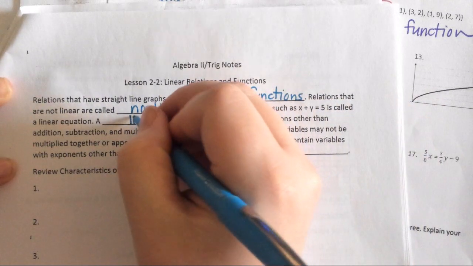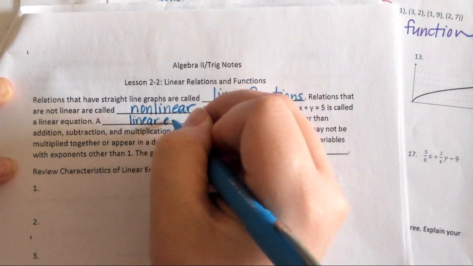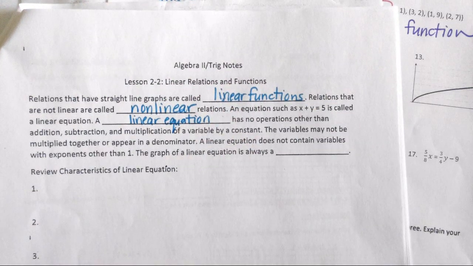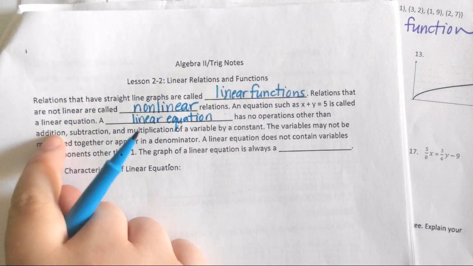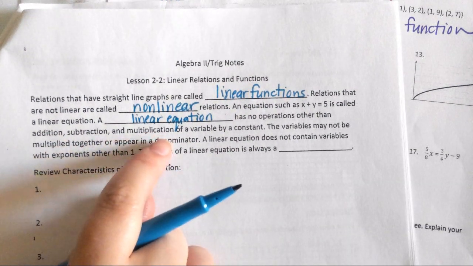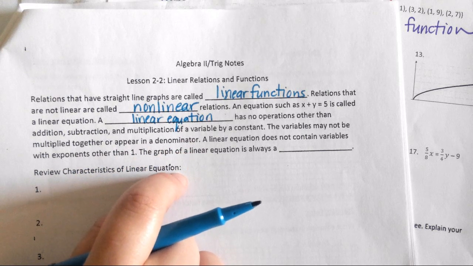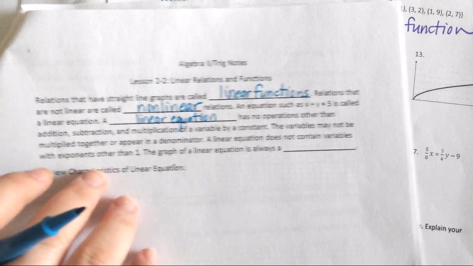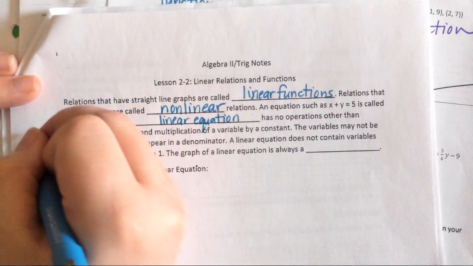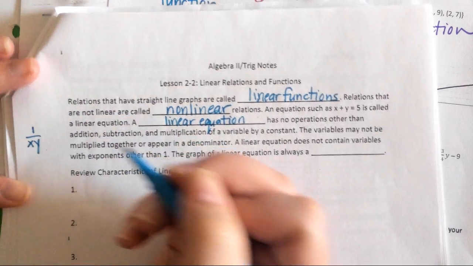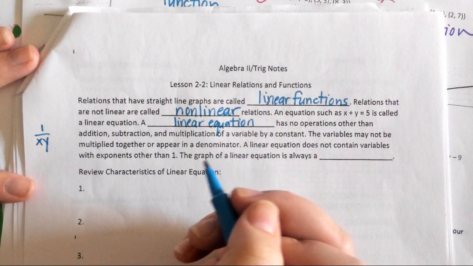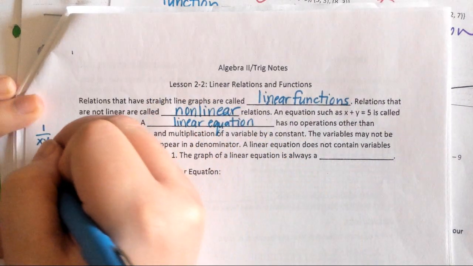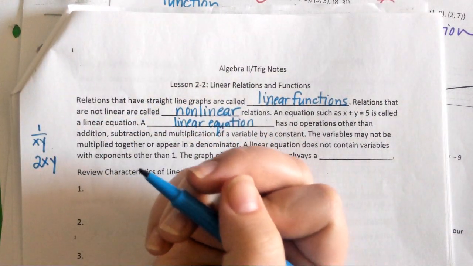A linear equation, Miss Compton spelled it today, has no operations other than addition, subtraction, and multiplication of a variable by a constant. The variables may not be multiplied together or appear in a denominator. So, for instance, you would tell me 1 over x times y. That doesn't look like a linear function. What slope is that? Where do you put the intercept? We don't know how to graph that. We also wouldn't know how to do 2xy. That's not linear.